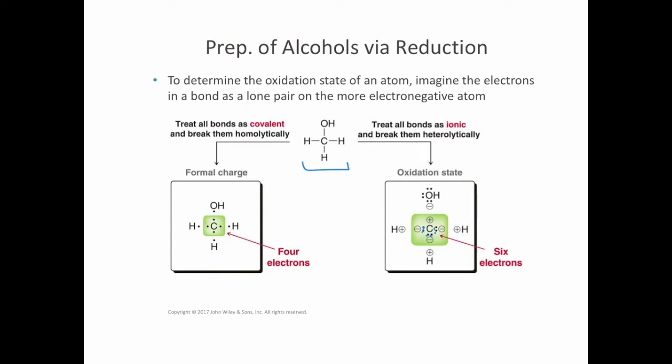Now, how do you figure out the final oxidation state? Well, you look at the number of electrons around the carbon, so in this case it's 6, and you subtract that from the number of electrons carbon will naturally have, which you get from the column that it's in the periodic table, so the number of valence electrons. So that would be 4. So 4 minus 6 equals minus 2, therefore that carbon has an oxidation state of minus 2.